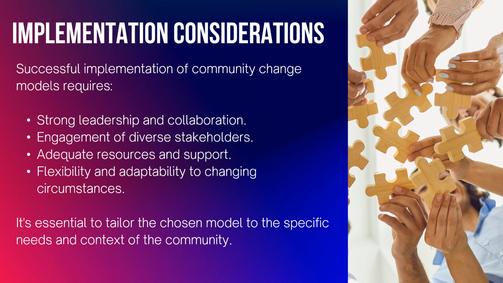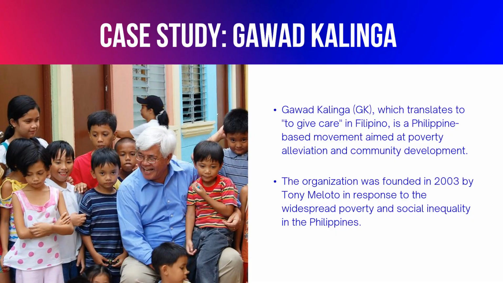What are the things that we have to consider when we implement community change models? Number one, it is important that there should be strong leadership and collaboration. Another is engagement of diverse stakeholders. Next, we have to have adequate resources and support. And lastly, flexibility and adaptability to changing circumstances. It's essential to tailor the chosen model to the specific needs and context of the community.